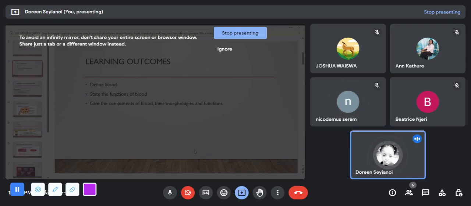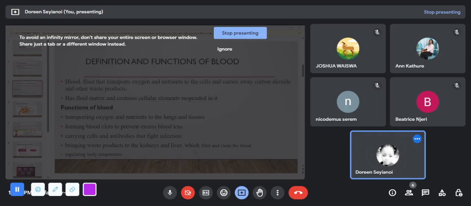So by the end of this session, you should be able to define blood, state the functions of blood, and give the components of blood, their morphologies and functions. So to start with, blood is a fluid that transports oxygen and nutrients to the cells and carries away carbon dioxide and other waste products. It has a fluid matrix and contains cellular elements suspended in it.